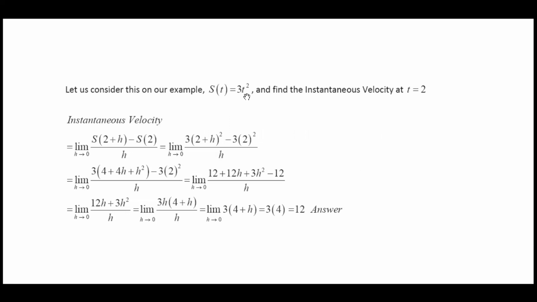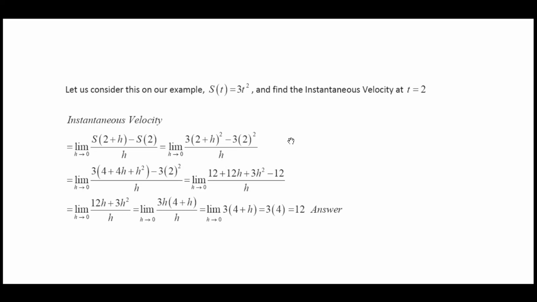So let's consider the example s of t equals 3t squared and find the instantaneous velocity at t equal to 2 using this formula right here: the limit of s of 2 plus h minus s of 2 over h as h approaches 0. That's simply the formula we had at the bottom of the previous frame. So what does s of 2 plus h mean anyway? It means come up here to your s function, and everywhere there's a t, put 2 plus h. What does s of 2 mean? It means come up to this s function, and everywhere there's a t, put 2, all over h.